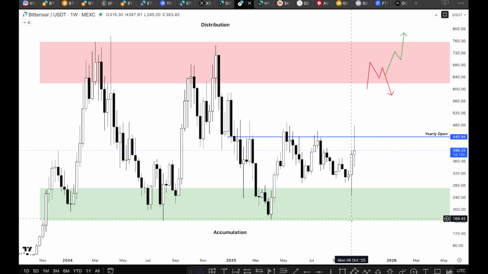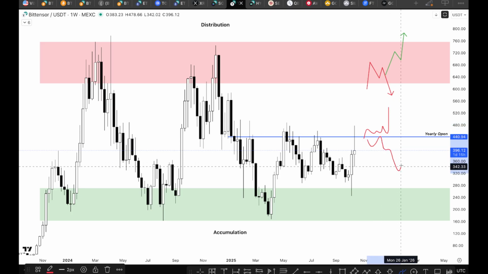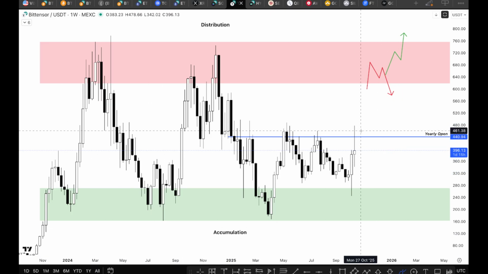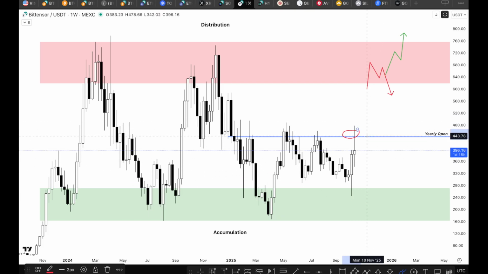That's what you're looking at, but you have to get above the yearly open to even think about that, and currently we are rejecting it. So yearly open is the key level to flip. Below it, looking at potentially moving back to the accumulation zone. Above it, you're looking at a move to the distribution zone.